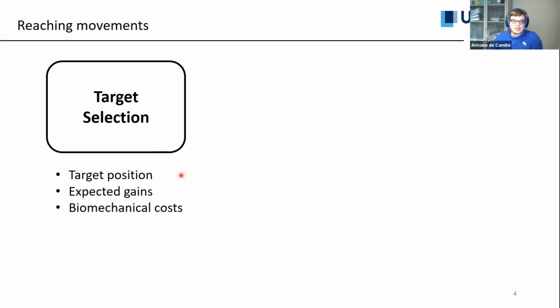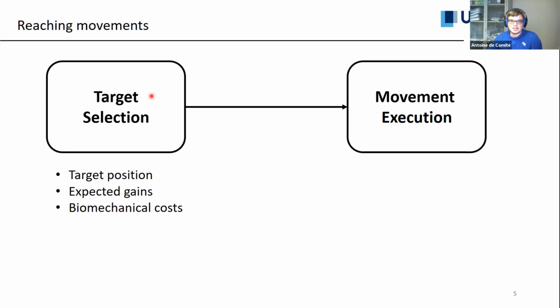And the biomechanical cost could also have an influence. For example, if you have to grasp an apple which is at the bottom of the basket, it will cost you more energy because you will have to move the other ones around. So this is the first part of the movement. You have to select, when you have different options, which one you want to do. And once this is done, you can start initiating the movement.